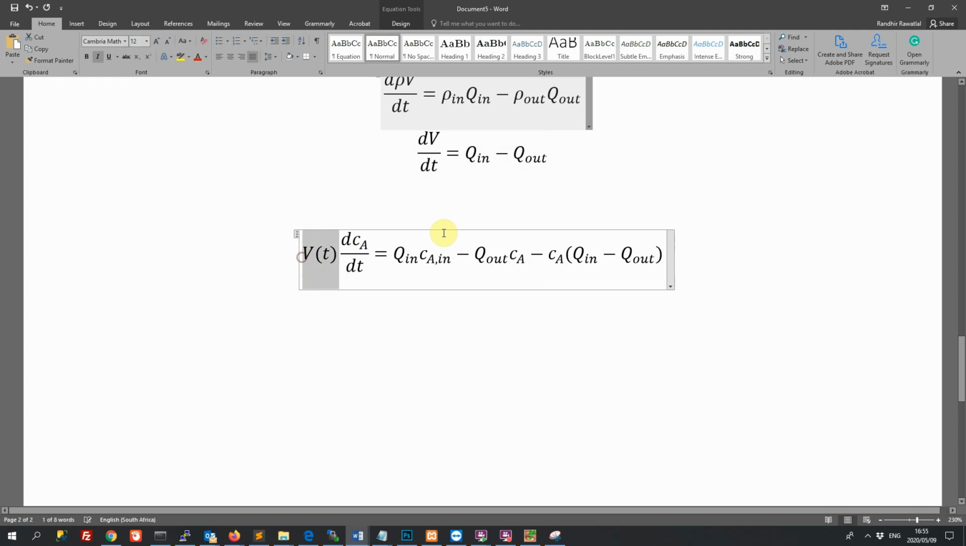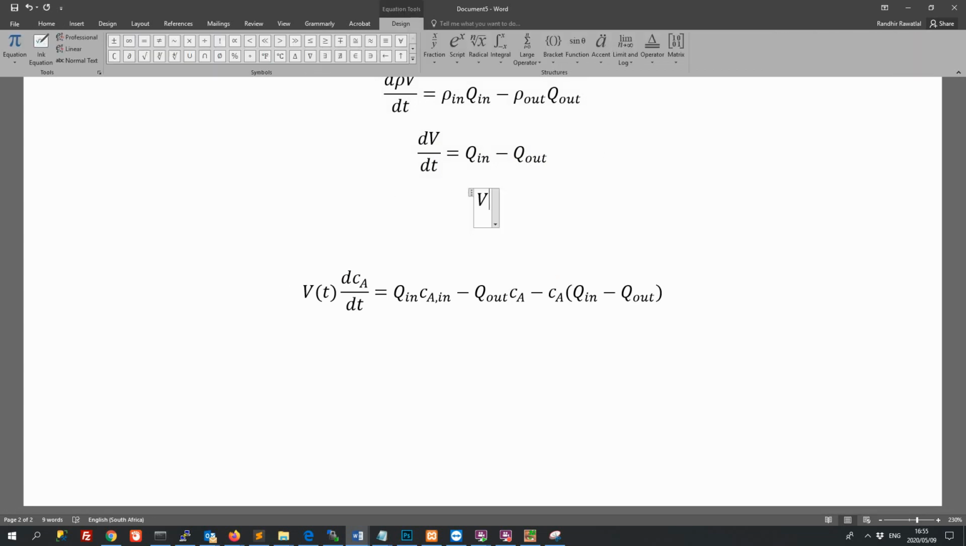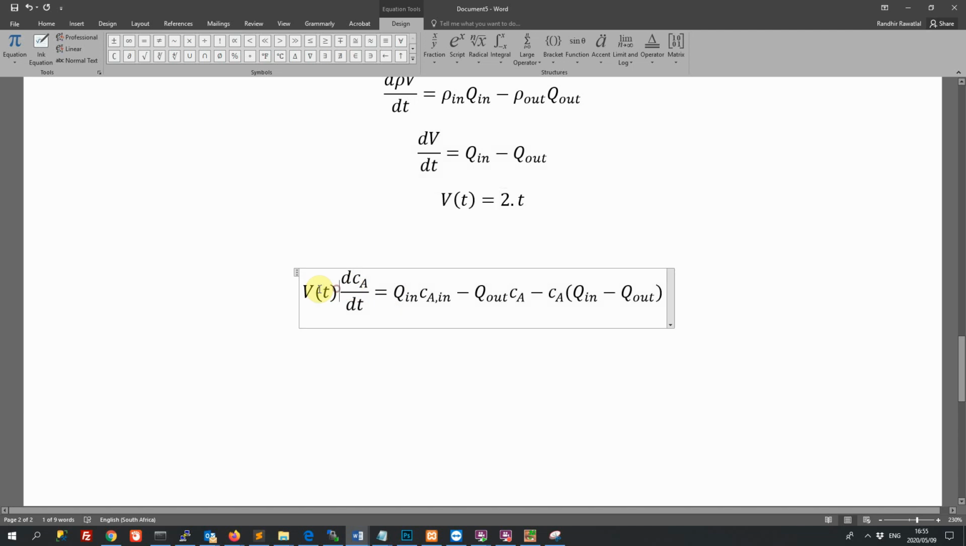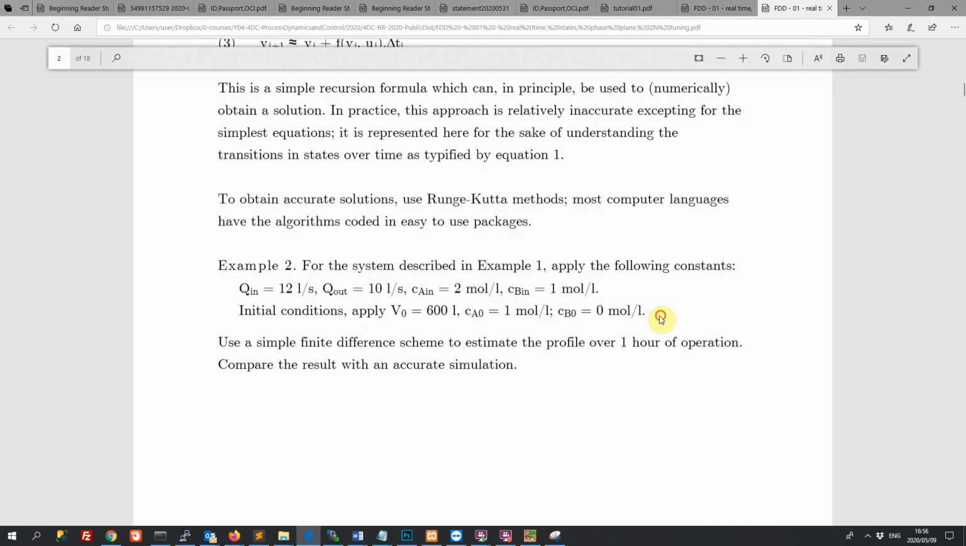And this v of t, we can integrate that equation, but because these are constants, we can actually integrate this equation quite easily and just say v of t equals 2t, right? It's 2 liters per second, assuming it was 0 at t equals 0. Then at some time t, it's just the 2 liters per second times the number of seconds, and that's the current volume. So that would be the time function we could stick in here, and then we can integrate this equation for dCA dt. Right, so that's how you solve that example.